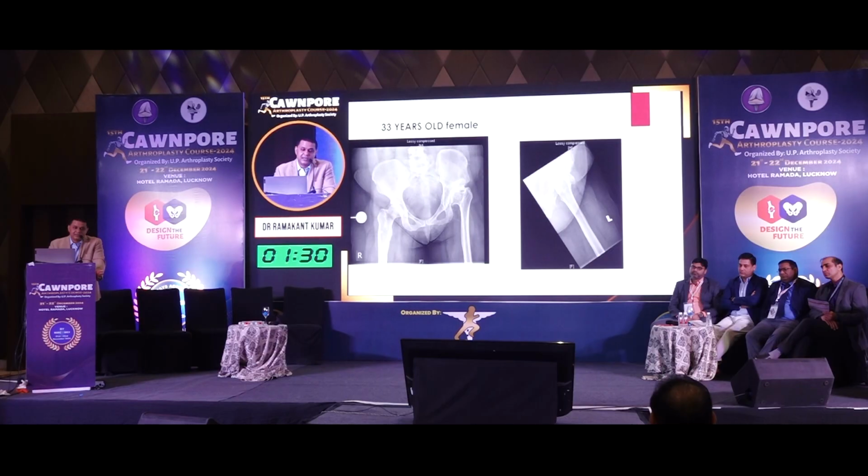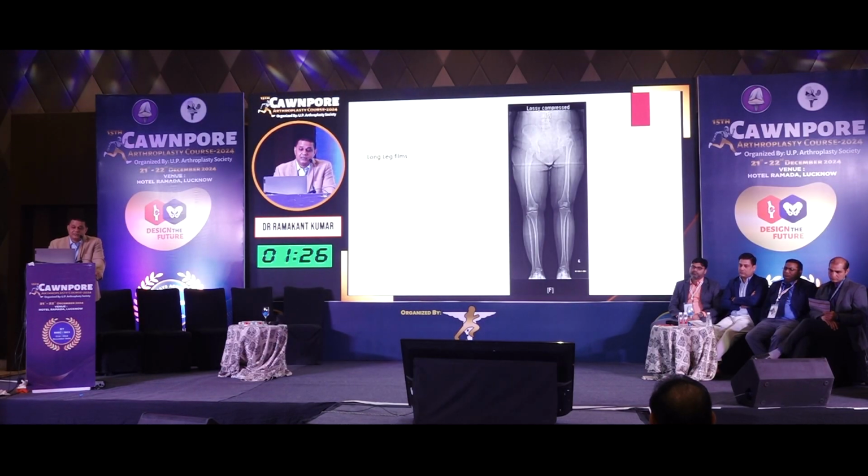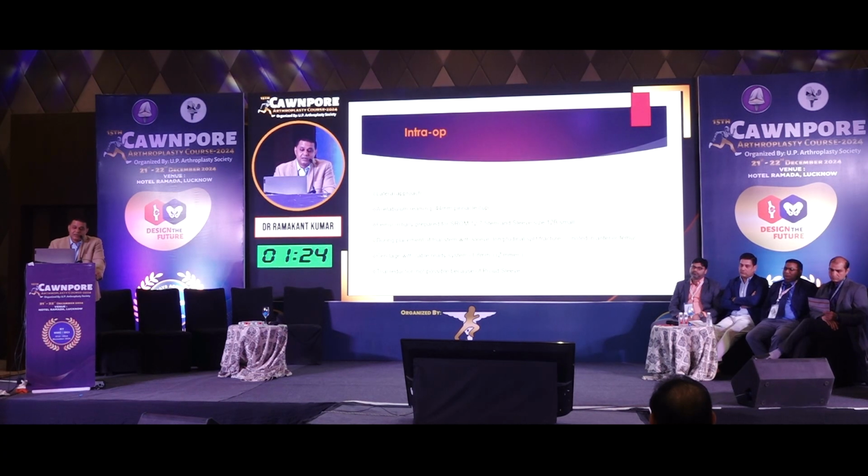Another case: bilateral dysplastic hip, multiple times operated on the left side. These are the long leg films. Intra-op, first we planned for a revision stem, but we noticed a fracture while placing the sleeve, so we had to change it to a dysplastic stem. Even after putting the dysplastic stem, the reduction was not stable and it was impinging, so we had to reposition the cup and insert the screws before the final trial.